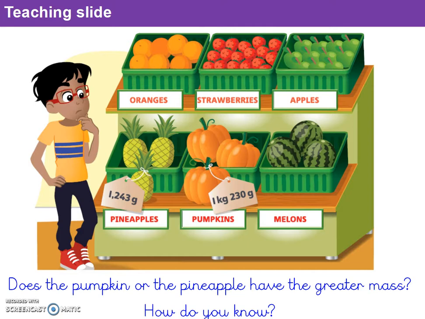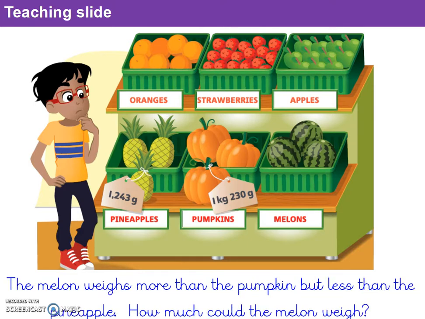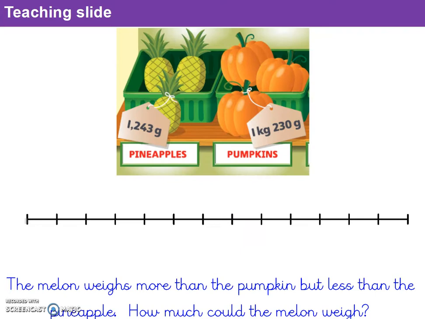Now let's have a look at question 1b. Here we're being asked, the melon weighs more than the pumpkin, but less than the pineapple. How much could the melon weigh? And in order to answer this one, I'm going to be using a number line, and I'm going to be using the knowledge that I had from the previous question, where I've converted both masses of the items into kilograms and grams.